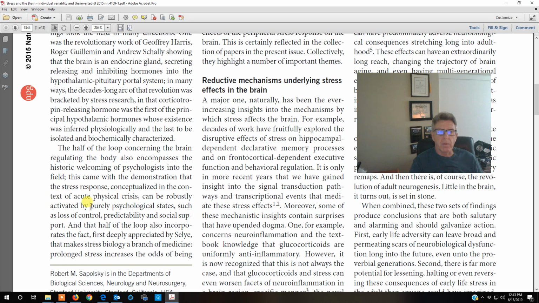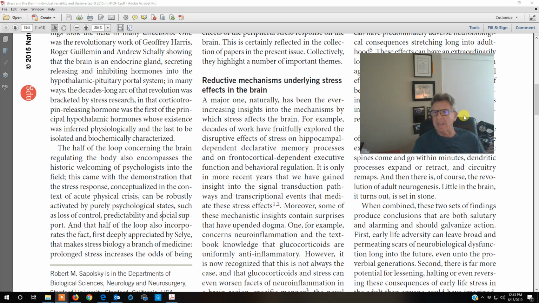The problem is that we also activate this system just by ruminating and worrying, okay, for a complete and total psychological state. And again, anxiety, things like this, PTSD, these are all psychological states that tap into this, okay?